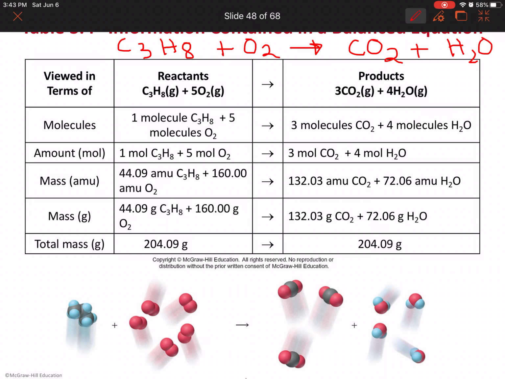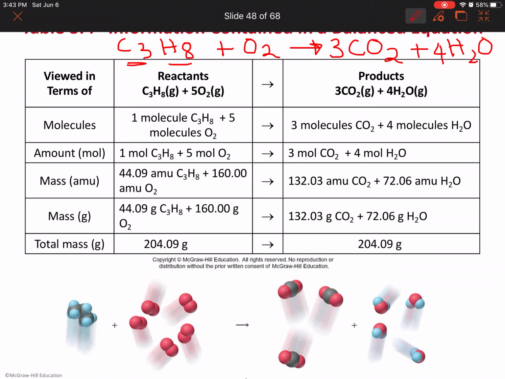Now, this is the unbalanced reaction. Let's see how we can balance and get these molar ratios. There are 3 carbons, so we can balance it by adding 3 next to carbon. And there are 4 hydrogens, so we can put 4 here. That will make it 2 times 4, 8. Now, carbon and hydrogens are balanced.